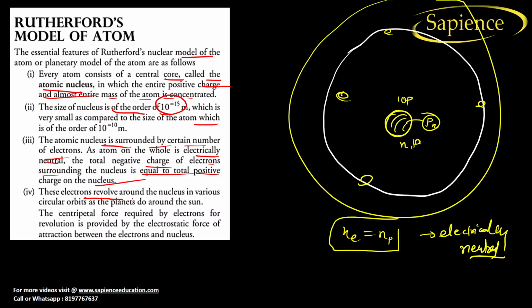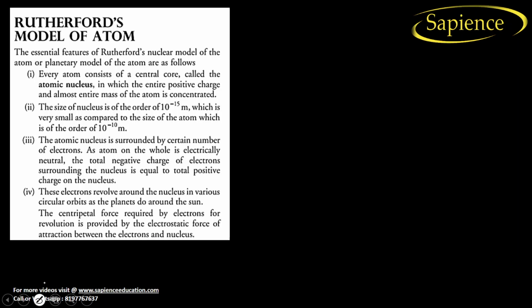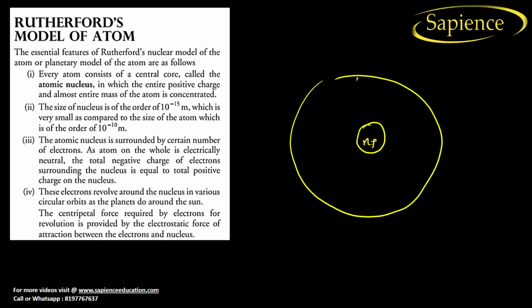Next, the electrons revolve around the nucleus in various circular orbits as the planets do around the sun. The centripetal force required by the electrons for the revolution is provided by the electrostatic force. Wherever there is a circular motion, let us consider this is a nucleus, neutron and proton, and an electron is revolving around this. So what will happen? It requires some force so that it will remain in a circular orbit. So which type of force is required? Centripetal force, in a circular motion.